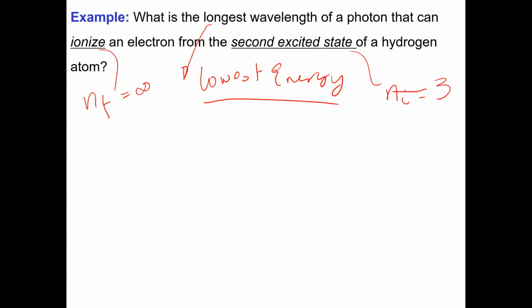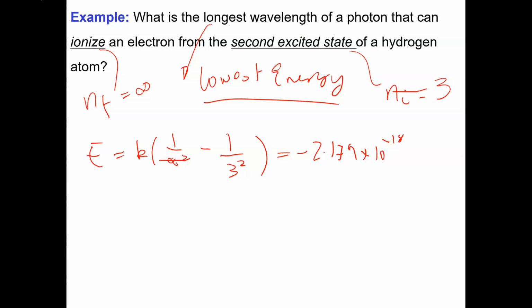So let's see what we've got going on here. What we need to do is E equals k multiplied by 1 on infinity squared minus 1 on 3 squared. Okay, so that's going to be it. And so I'm going to put that into my calculator, k being minus 2.179 by 10 to the minus 18, sorry, over 1 on infinity squared being 0 minus 1 on 3 squared. So that's going to be 1 on 9. So that's going to give me an energy in joules. And when I put that into my calculator, I got 2.42 by 10 to the minus 19 joules.